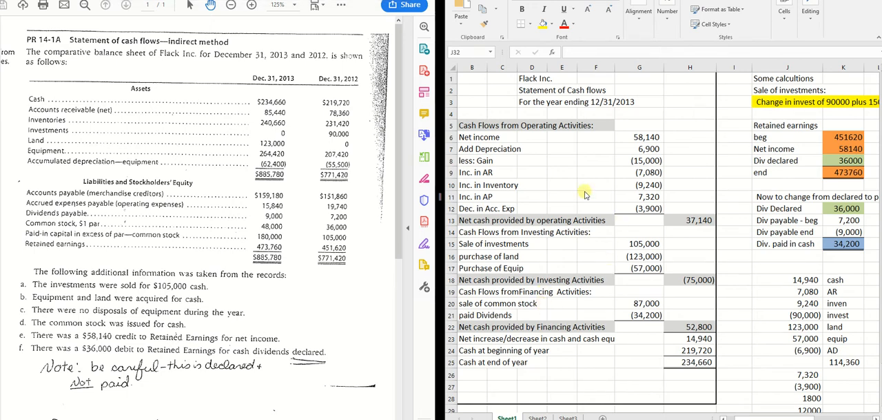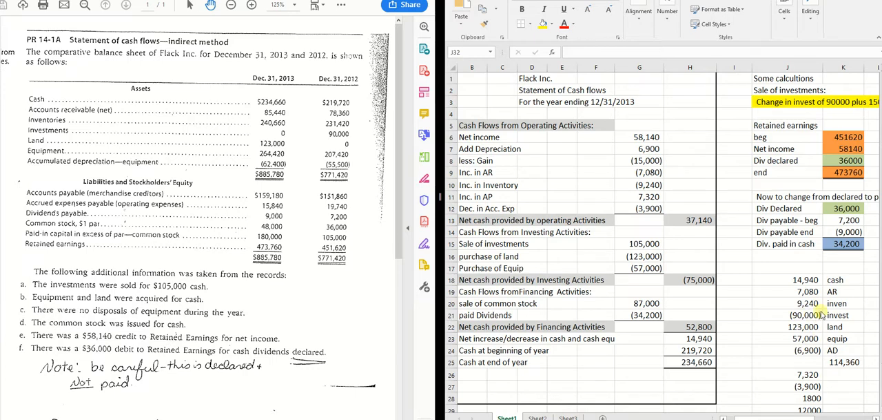Okay, we're going to do the Flack Ink one, so if you would print this off and try it yourself before you watch me do it, to see how far you get. Okay, so the first thing I'm going to do is make an increase-decrease column, and again, make this on your worksheet right here. I made it over here.